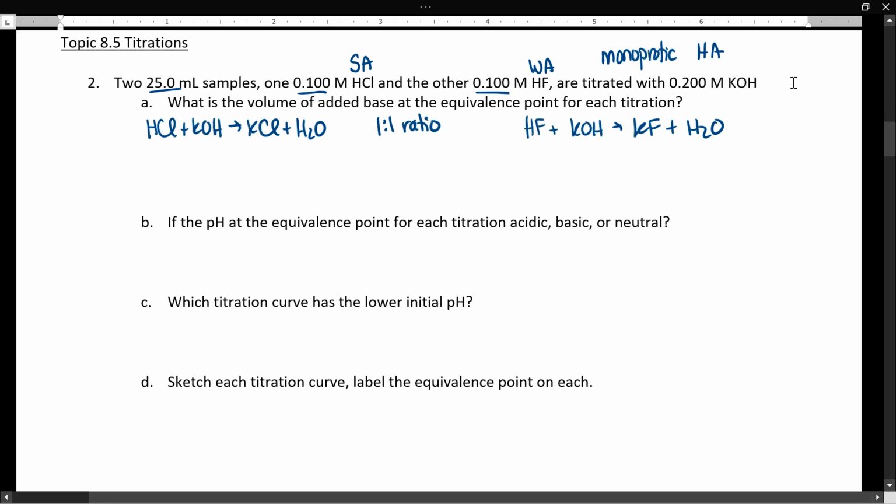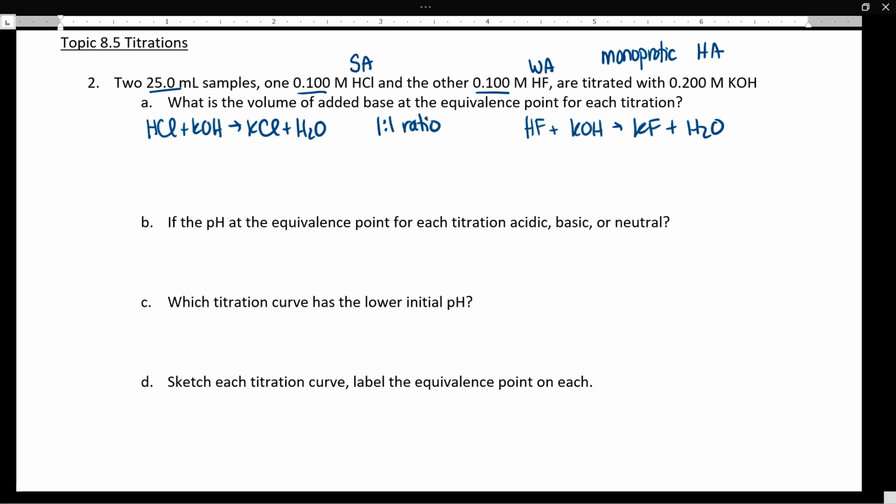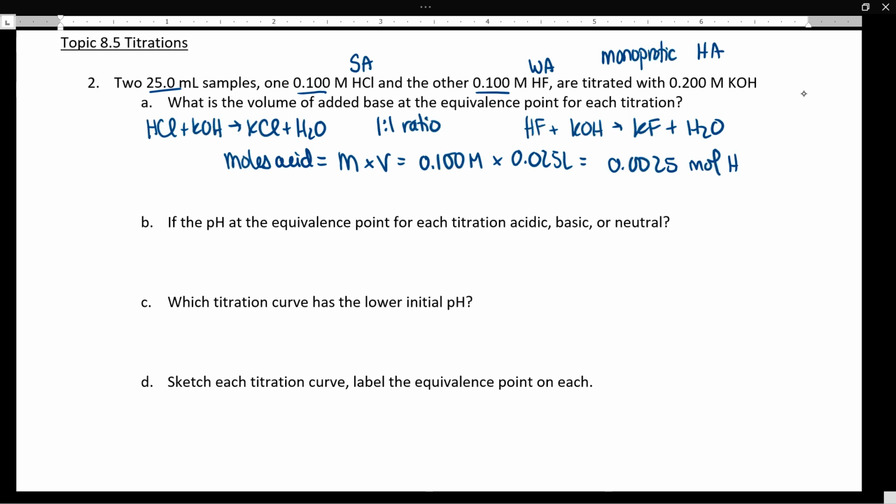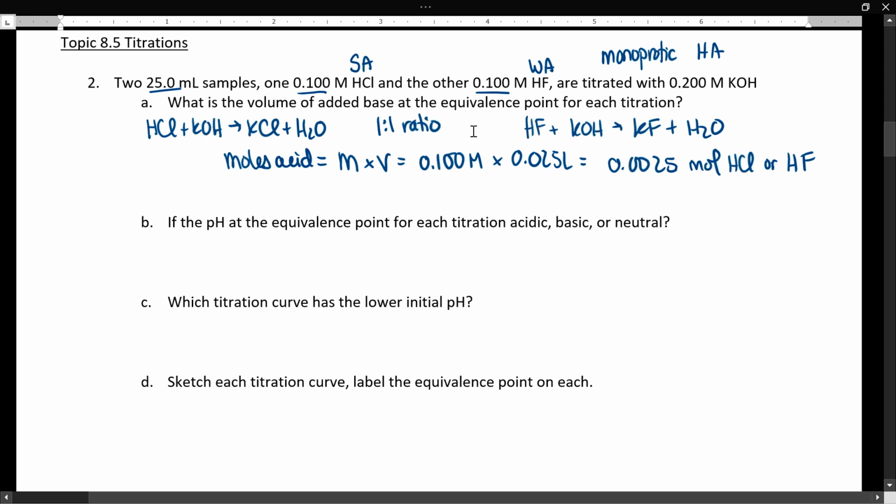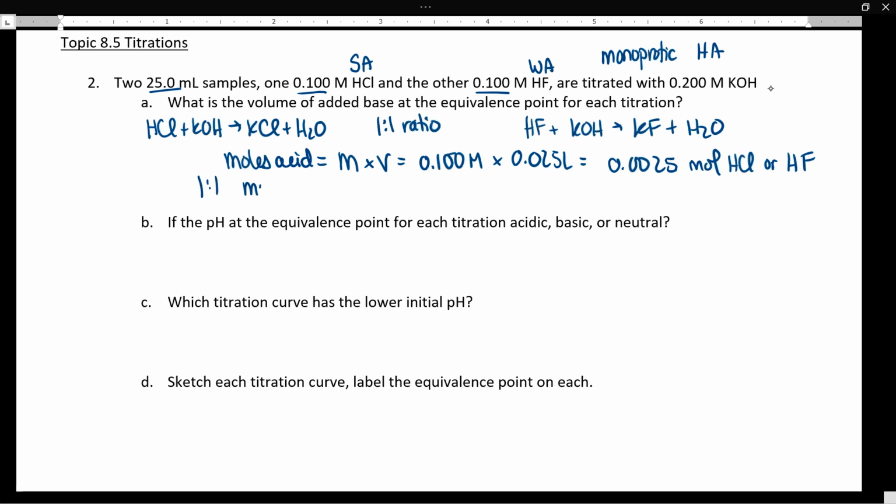So, okay, that's one thing to know. Now let's think about how much acid we have to begin with. We can figure out the moles of acid by taking the molarity of the acid times the volume of the acid. So the molarity is 0.1, the volume is 0.025 liters. So we have 0.0025 moles of acid, and that's true in both beakers. So the amount of acid in beaker 1 is the same as the amount of acid in beaker 2. And we know they react in a 1-to-1 ratio, so therefore you need equal amounts of base. Since it's a 1-to-1 ratio, the moles of acid is going to equal moles of base.